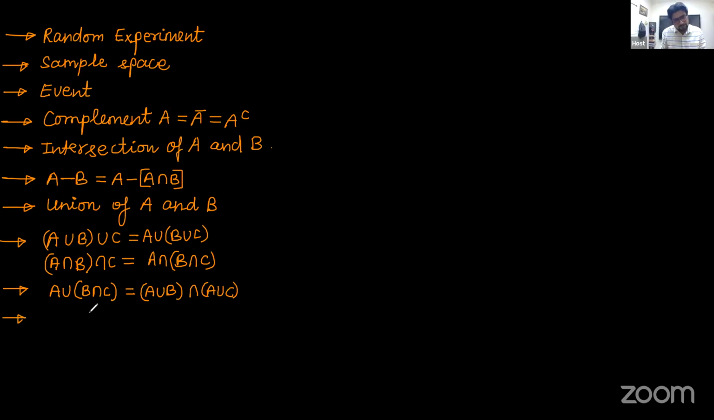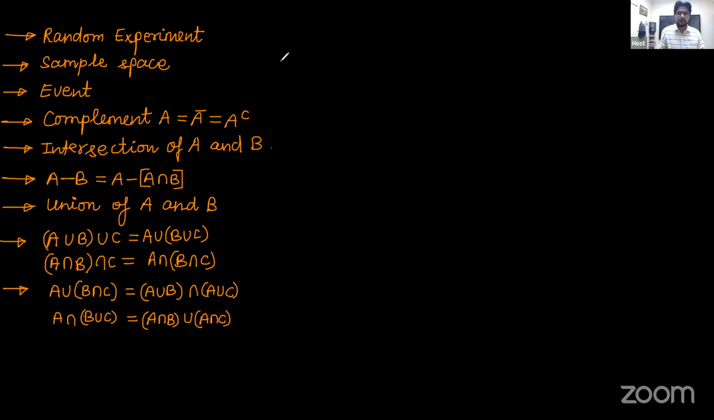What is that? A intersection of B union C, and I'm going to take intersection of both of them. So what will be its result? It will be equal to A intersection B union A intersection C.